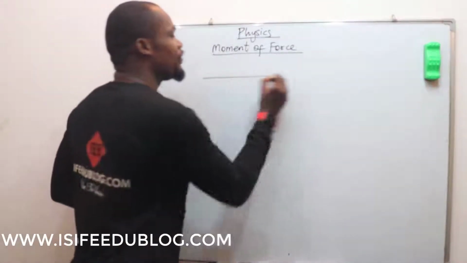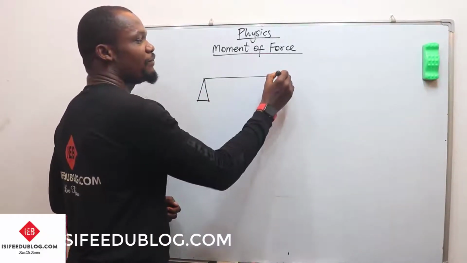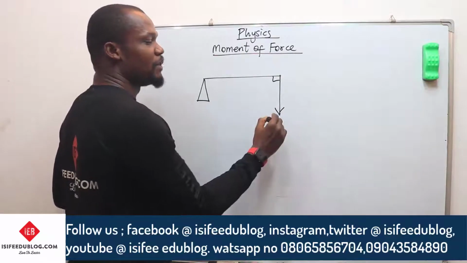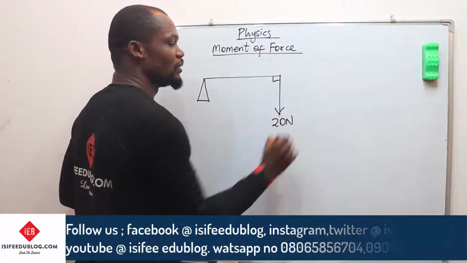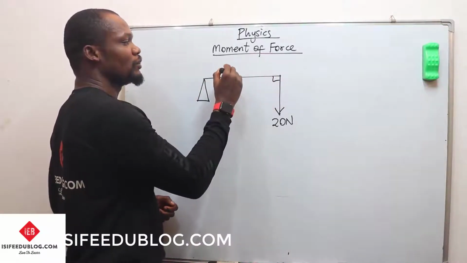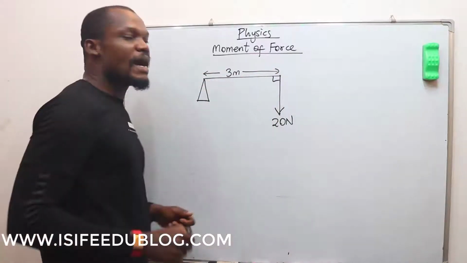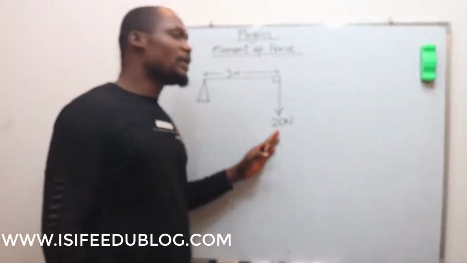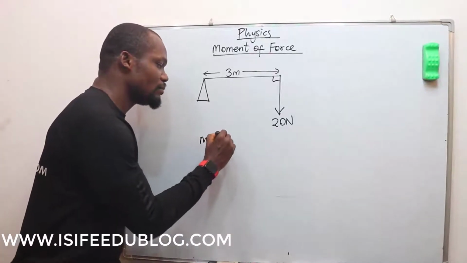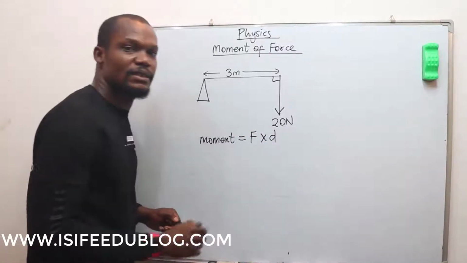Let's take that we have a meter rule and a pivot. I will have a force perpendicular to the meter rule, and maybe this is a force of 20 Newton, and the distance from the force to the pivot is 3 meters. And we are asked to calculate the moment of this force. We simply say that moment is equal to force times distance.